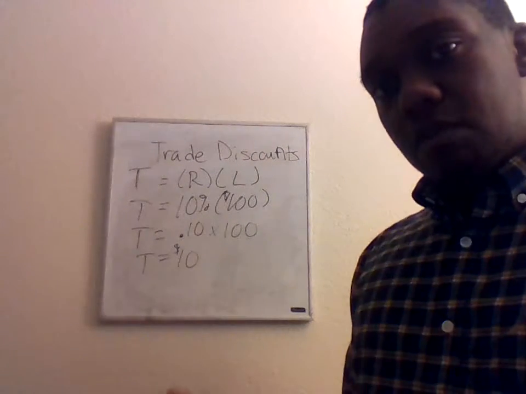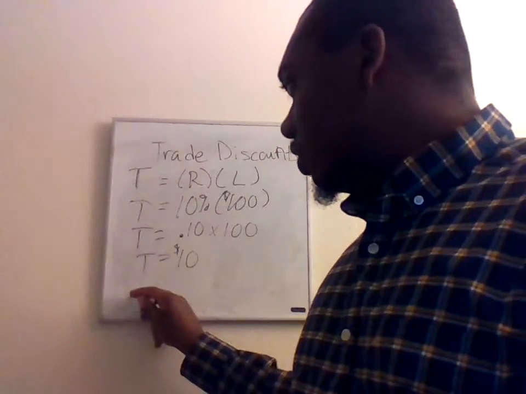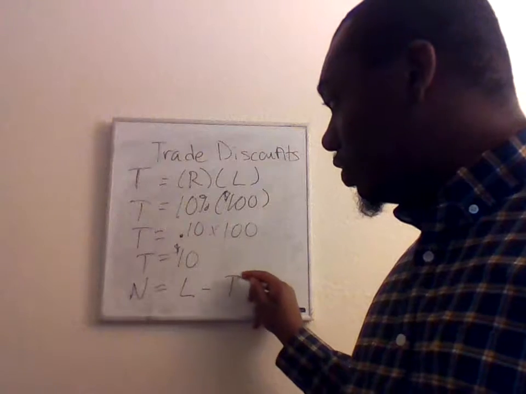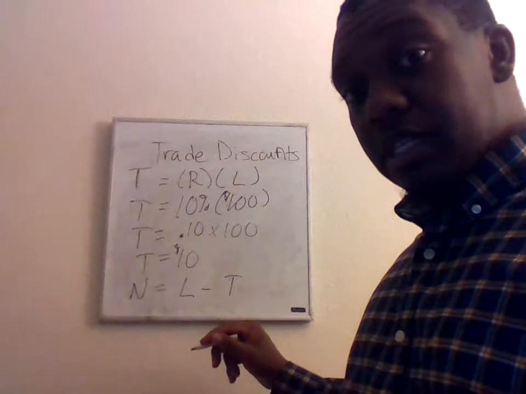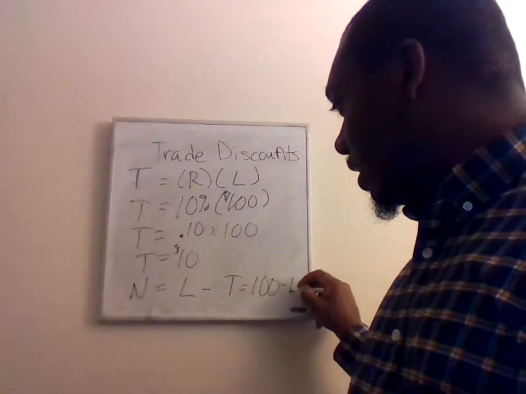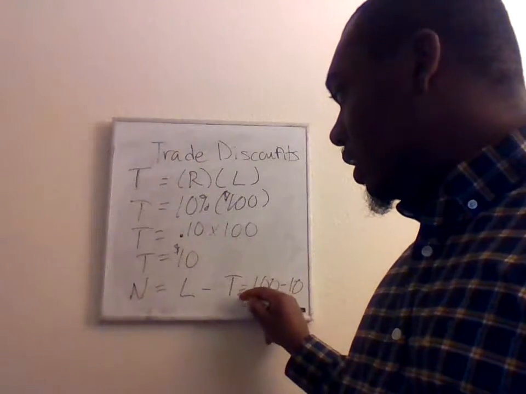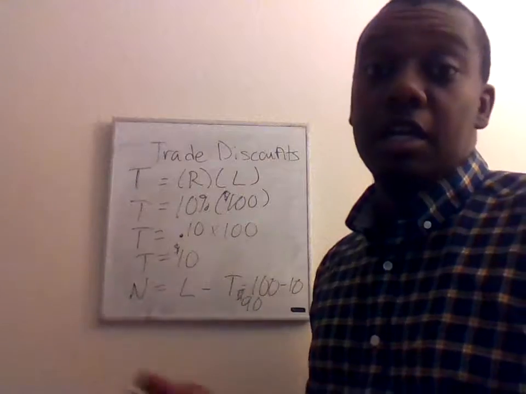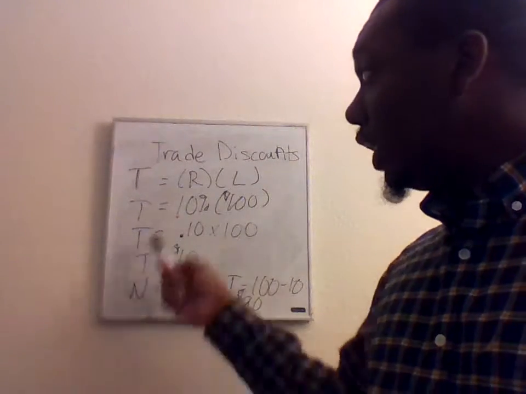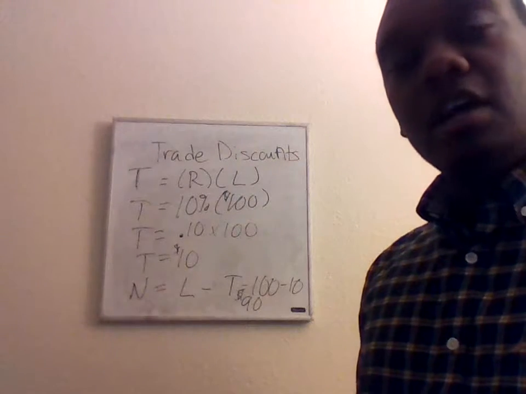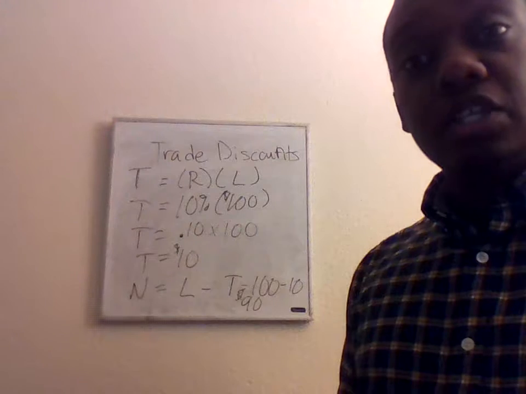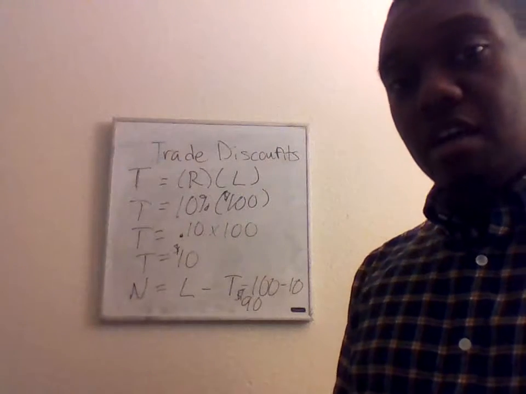And so, what would our new price be? Your net price would be your listed price minus your trade discount. So in this case, we would just do $100 minus $10 and get $90. That is how you would find your net price. So T, your trade discount, is based off the discount rate times whatever the list price is, because you need to figure out how much money is going to be taken off.